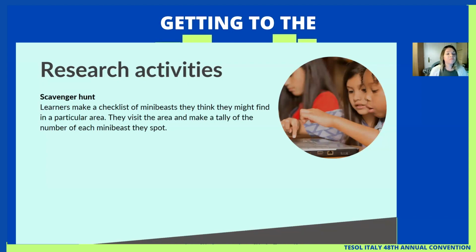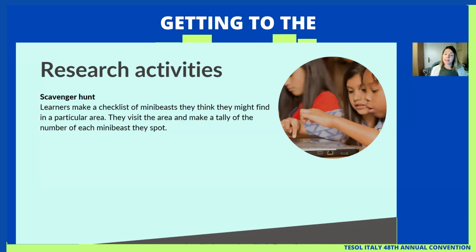So the first activity is a simple scavenger hunt. Here I would have students make a list of mini beasts that they think they might find in a particular place. You choose this place, maybe the schoolyard or a park or their garden if they have one, or just the street, whatever. Students make a list of mini beasts they think they might find there, and then they visit this place and make a tally. They check them off or count the number that they find.